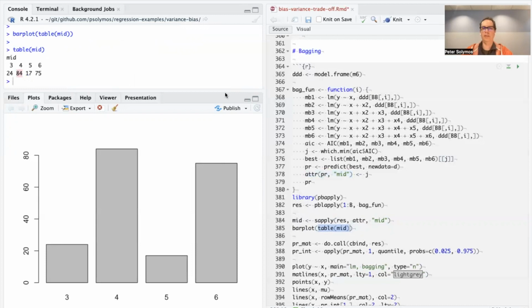Next was number 6, which was picked 75 times out of 200, so it's very similar. Either complexity 4 or complexity 6 is going to be most optimal, depending on what data set you have.